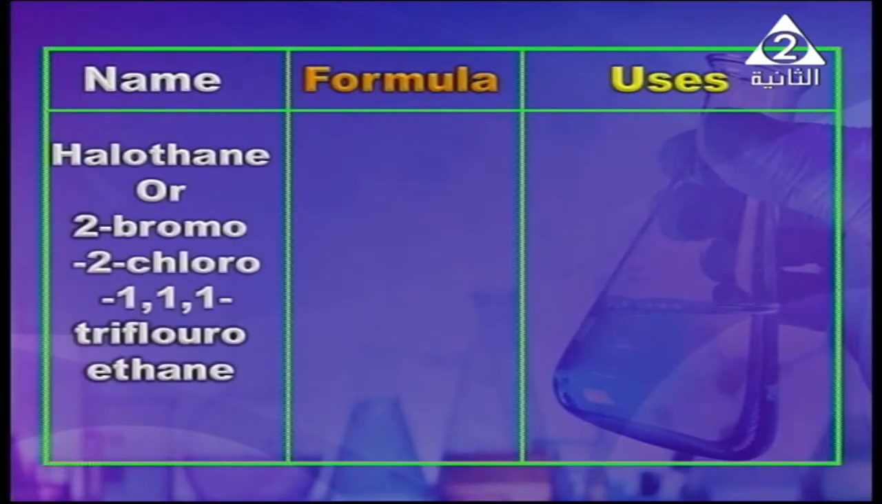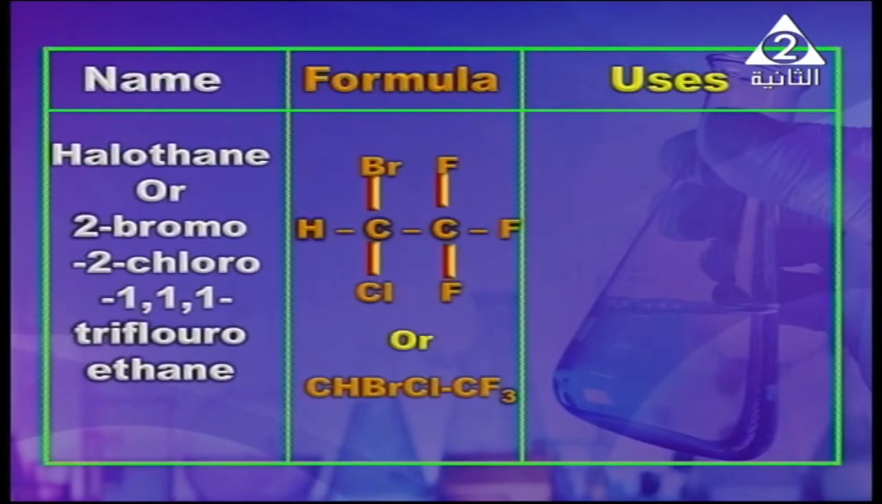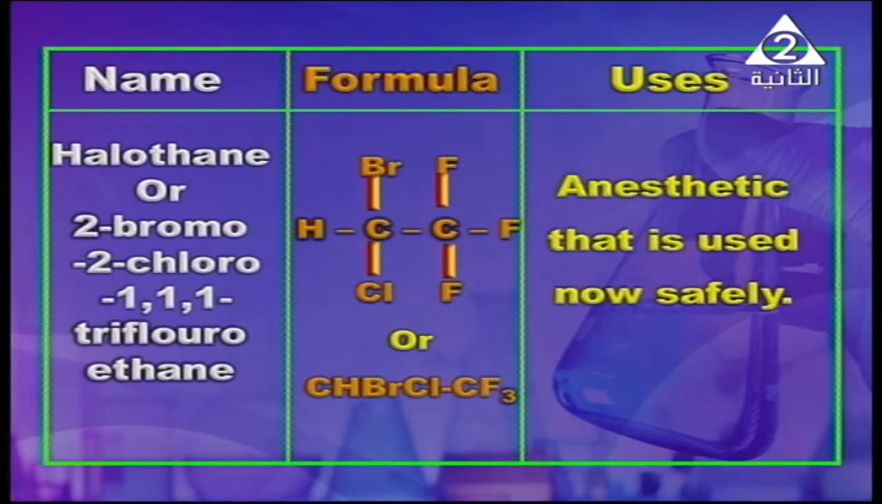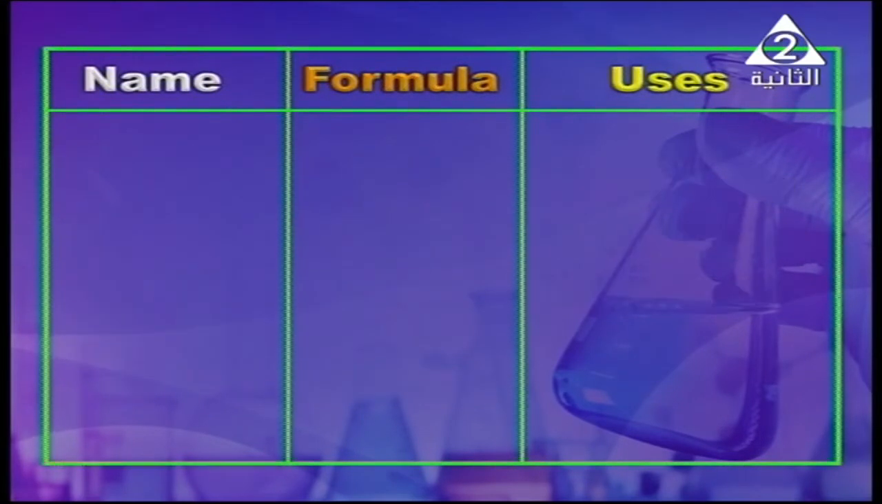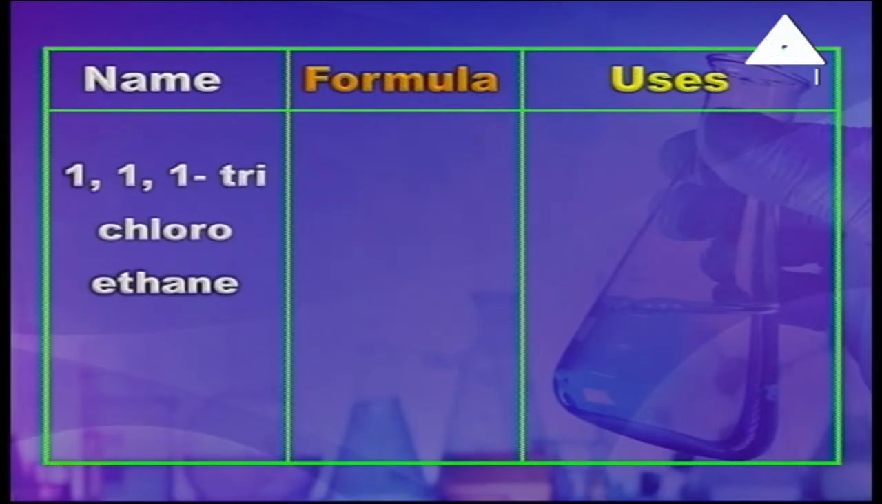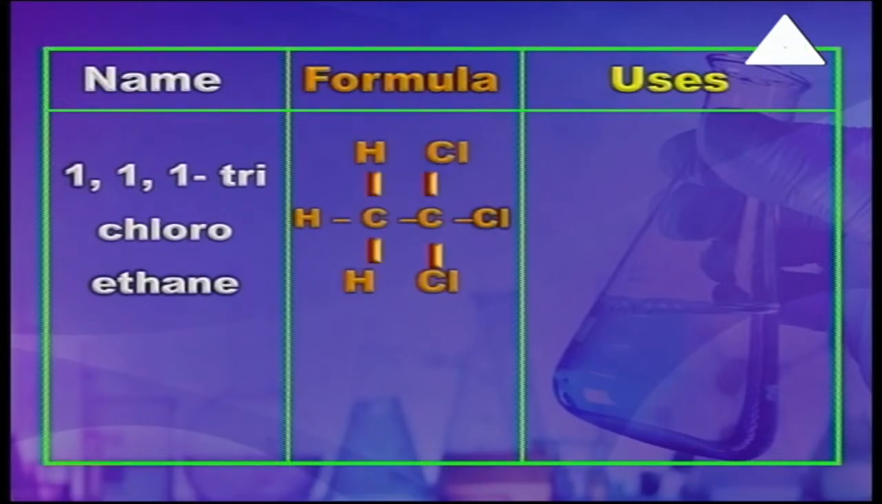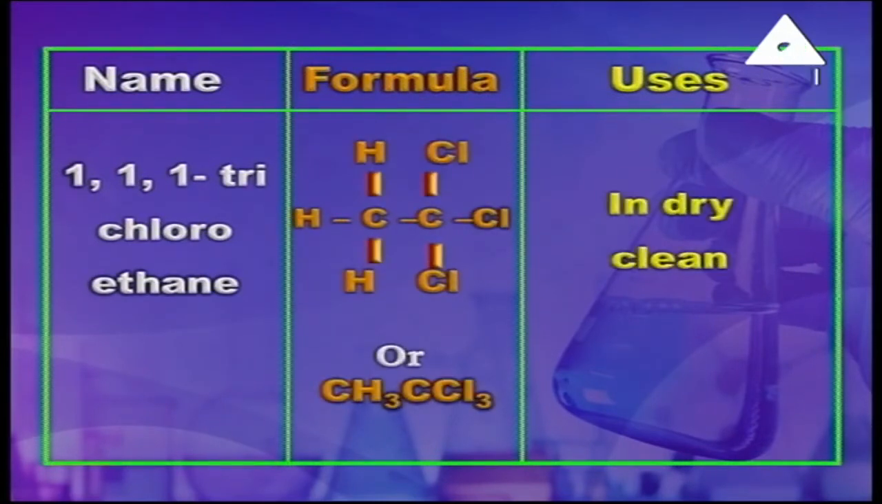Another example, halothane or 2-bromo-2-chloro-1,1,1-trifluoroethane, with the structural formula shown on the screen. It is an anesthetic substance, and it is used now as a safe product for the anesthetic process. Another example here, 1,1,1-trichloroethane, with the structural formula shown on the screen. Here it is used as a dry cleaning agent.